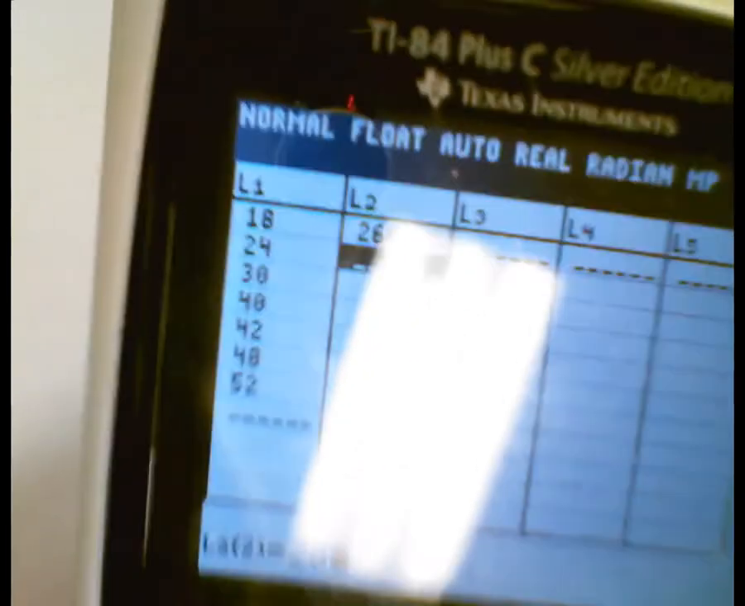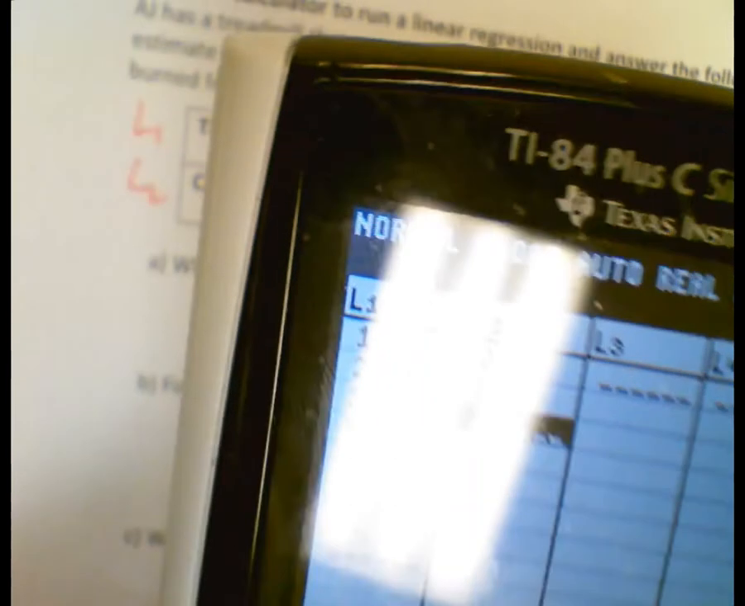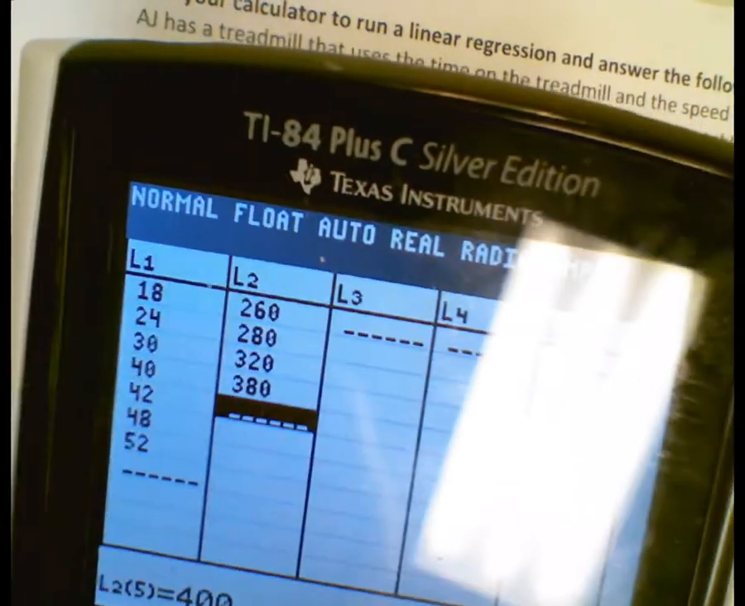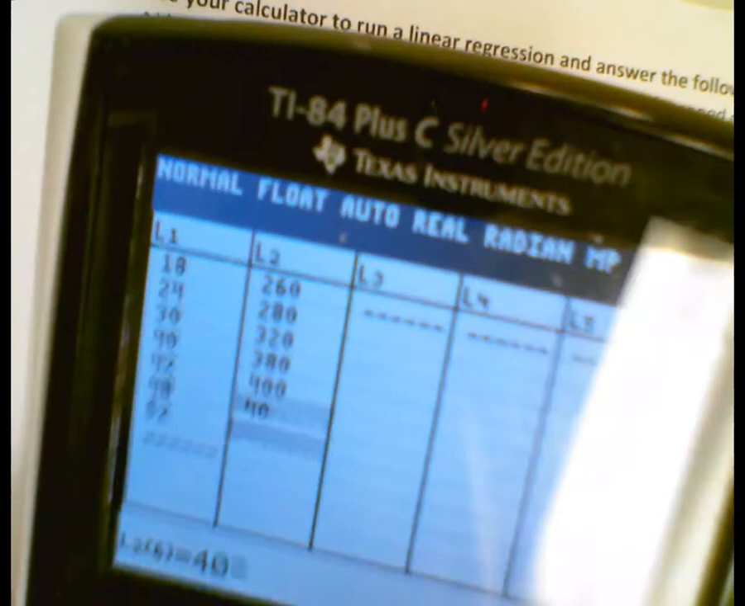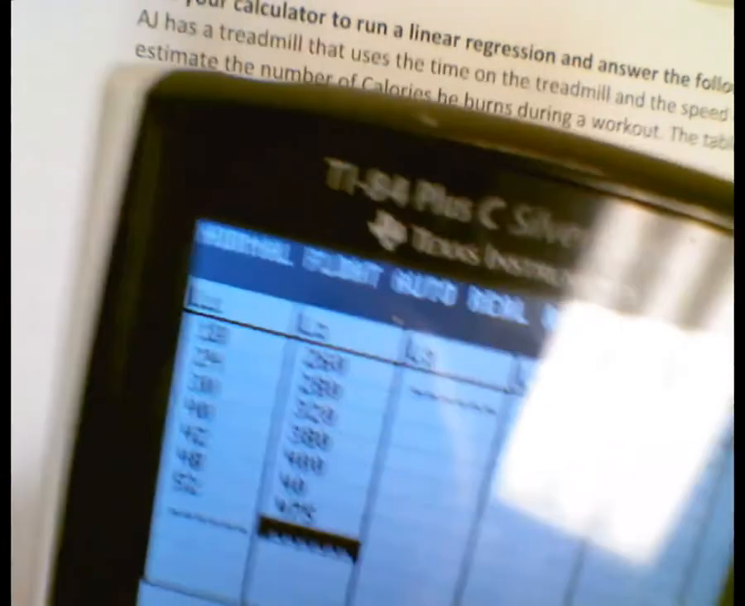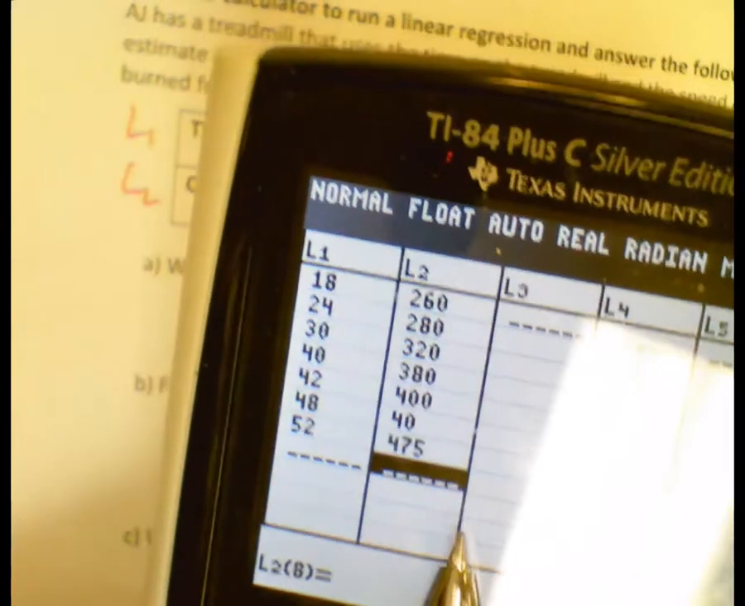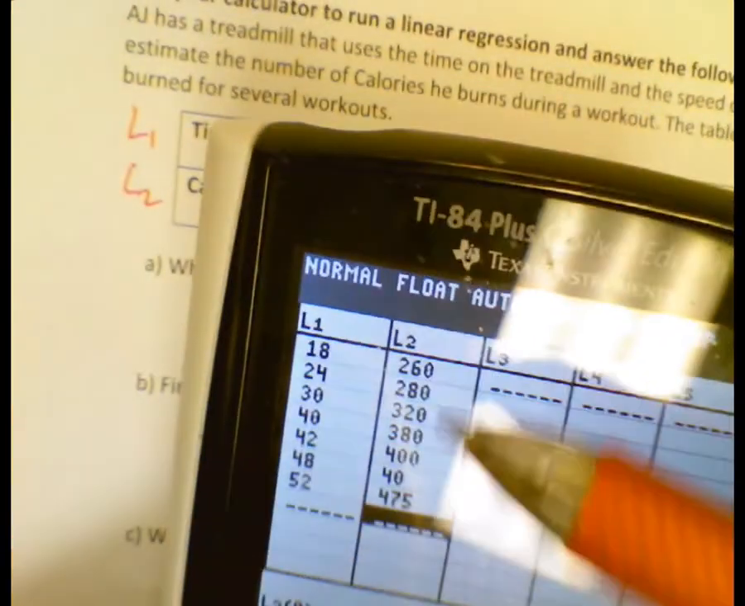260, 280, 320, 380, 400, 440, and 475. Make sure your numbers are equal here. You should not have more than one more in list 2 or list 1. They have to be the same. And make sure you double check.